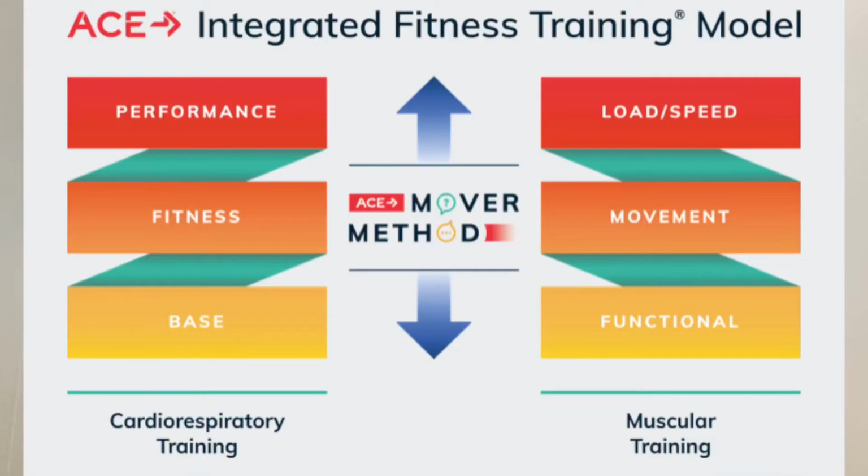Chapter 2 is the ACE integrated fitness training model. So there are 2 sections to this. You have your cardiorespiratory training and you have your muscular training. The cardiorespiratory training is broken into 3 groups. It goes from the base training to fitness to performance, and muscular training starts at functional, goes to movement, and then load and speed. You also want to know your 5 primary movement patterns.